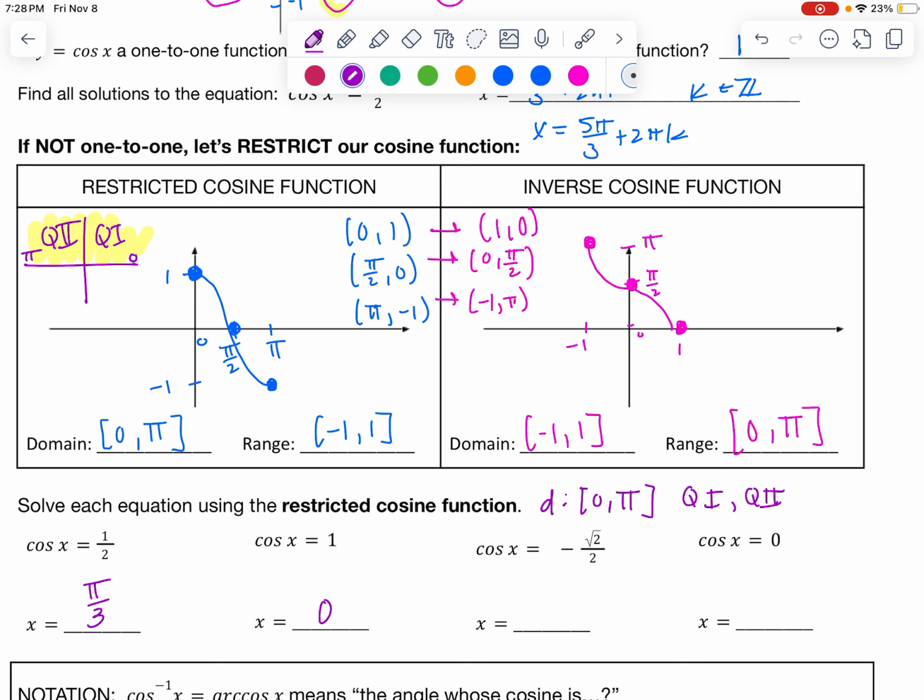And then you're asking, okay, what values of x give me a cosine of negative radical 2 over 2? That's going to be in my quadrant 2. And this one is going to be 3 pi over 4. Now that is in my domain, right? 3 pi over 4 is less than pi, so we're fine. And then you're asking yourself, what value of x gives me a cosine of 0? And this is going to be pi over 2.